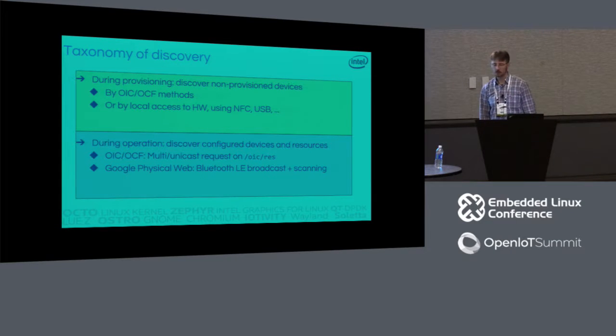Just a point about discovery, that there are two kinds of discovery when we talk about provisioning. One kind is that we discover non-provisioned devices. That's before the devices can operate. And then during operation, we have the normal OIC discovery. That's basically a request on an OIC REST resource, or in the Google physical web, it is basically broadcasting the additional URIs and then on the other end, scanning them. So that's the normal operation. But during provisioning, we have a different discovery. And often, basically, there is a different network.